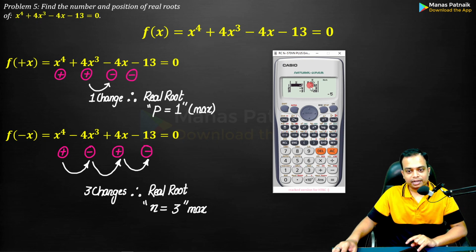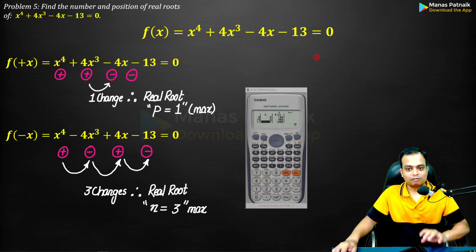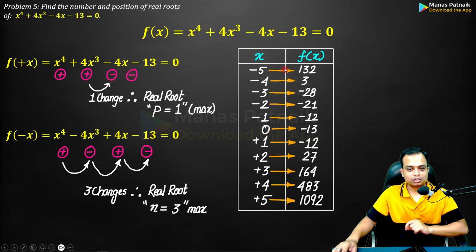Corresponding to minus 5, you've got the value as 132. For minus 4, you've got the value as 3. And you can see we've got all the values for minus 1, 0, 1, 2, 3, 4, 5. So you need to copy down all of these things. I've already done that over here. Let me show this to you.